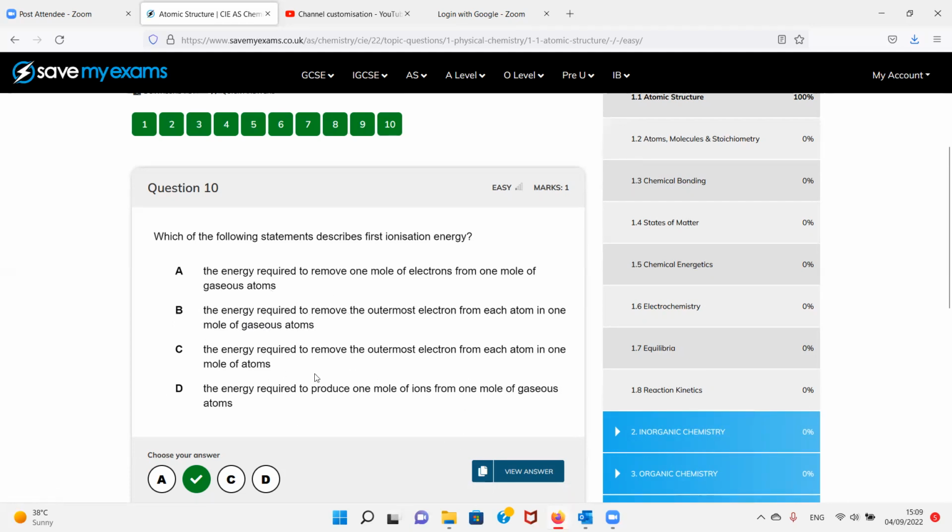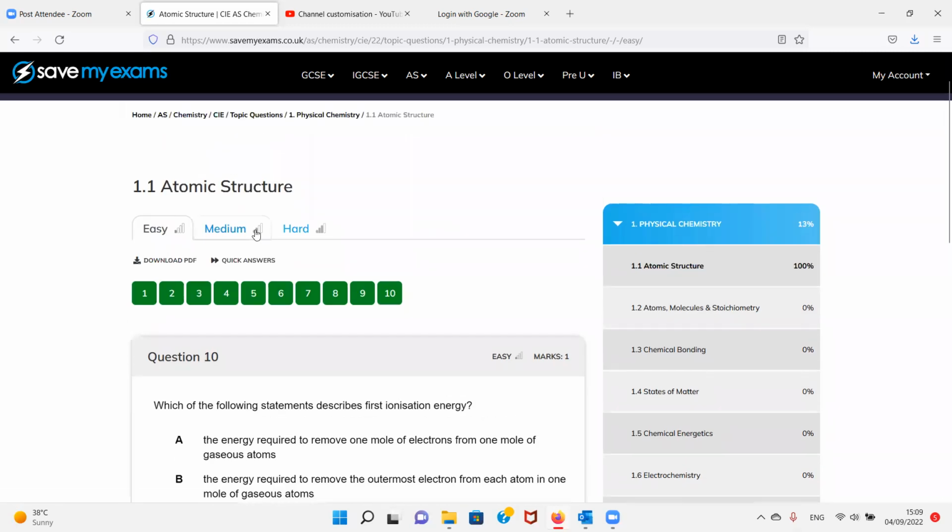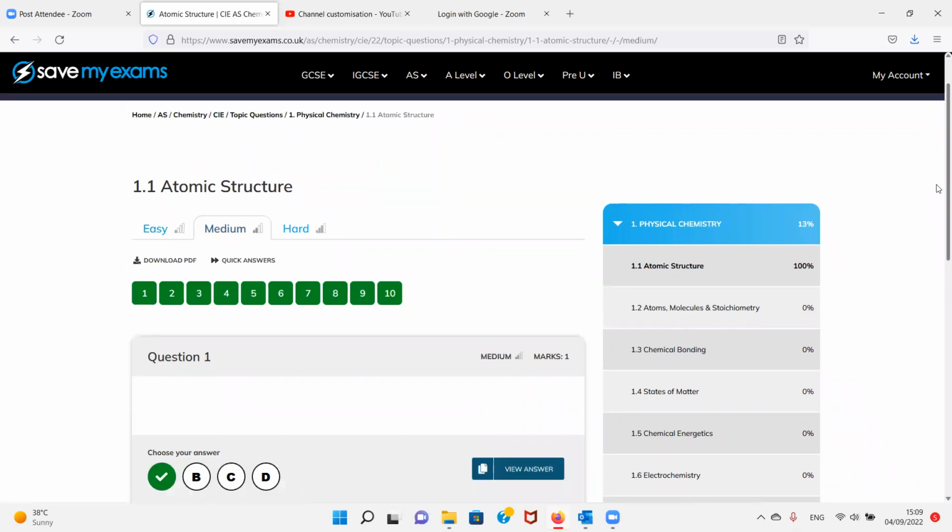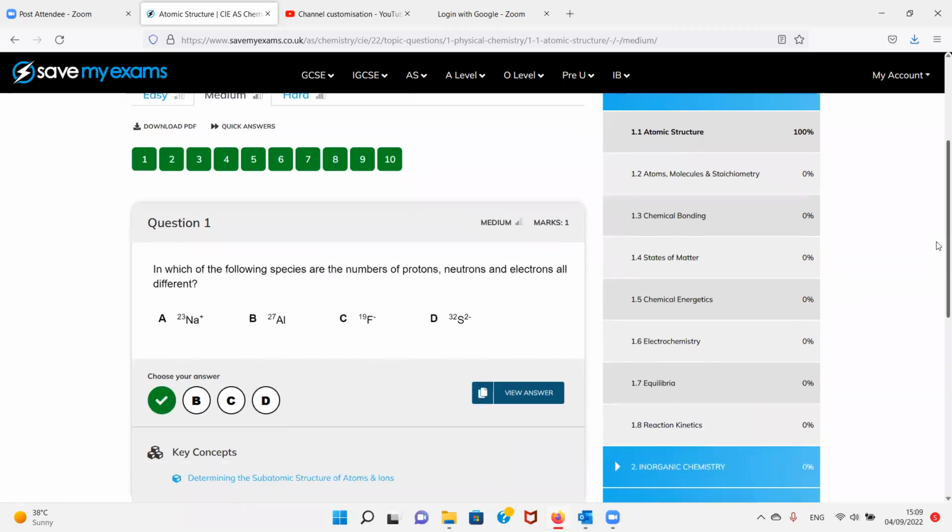And whenever you define the ionization energy, you always need to mention that it is 1 mole of electrons, and also it's removed from the atoms when they are in the gaseous state. Okay. So the next set of questions are the medium sort of difficult questions.